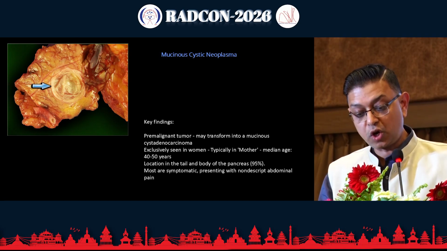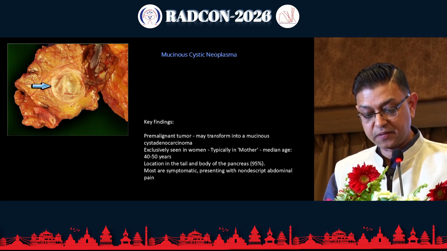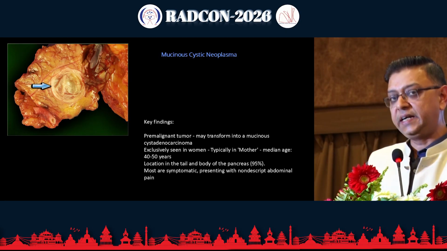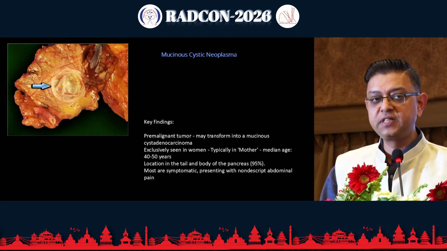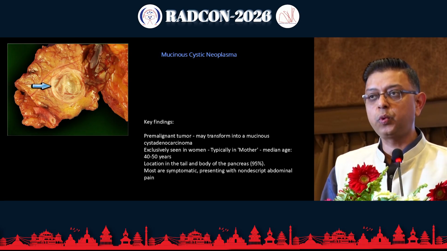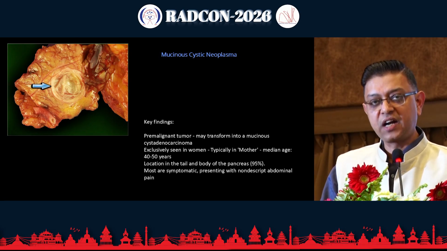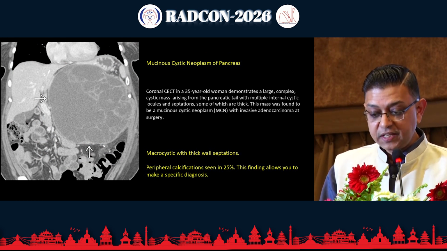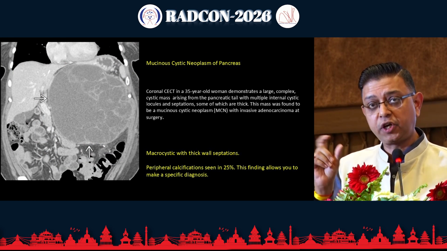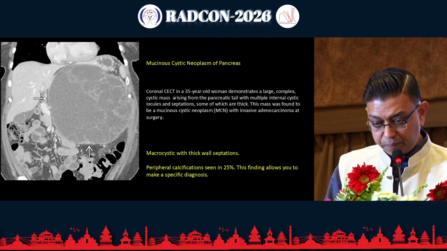Coming to the second most common, that is the mucinous cystic neoplasm. Now these are pre-malignant conditions, these are not benign, so you cannot leave them. You have to diagnose these because these have a high chance of converting into full-fledged carcinoma, pancreatic carcinomas. So these are in your middle age group, typically 40 to 50 age group.